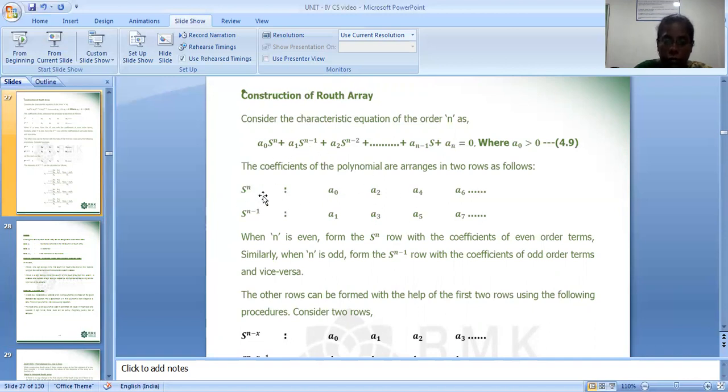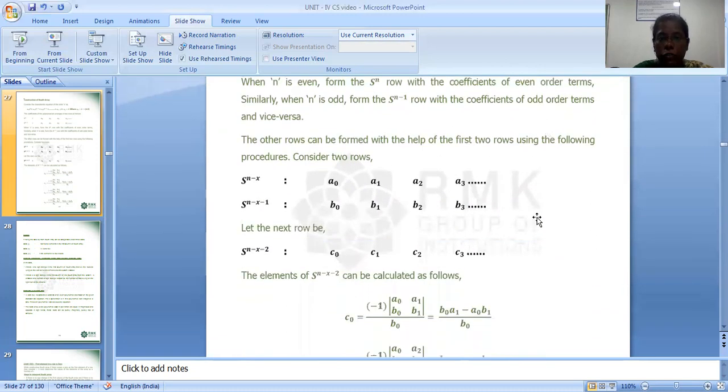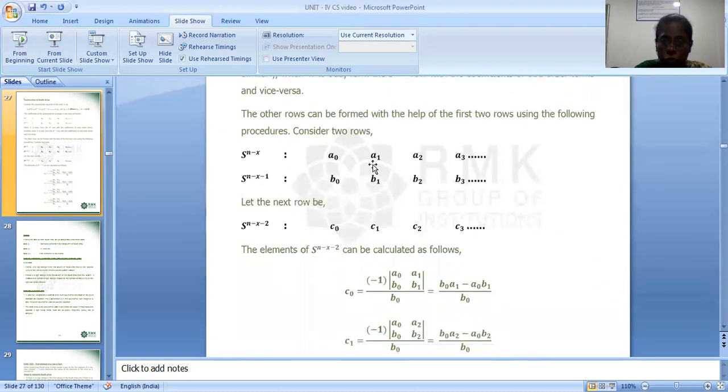If I'm taking the s power n row, then I take a naught, which is the coefficient of the s power n term. So I write a naught, then the next term will be a2, then a4, and it goes on like that. Similarly, the next row is the s power n minus 1 row. Here the coefficient is a1, the next term will be a3, a5, and so on. The first two rows which we frame from the characteristic equation would look like this.